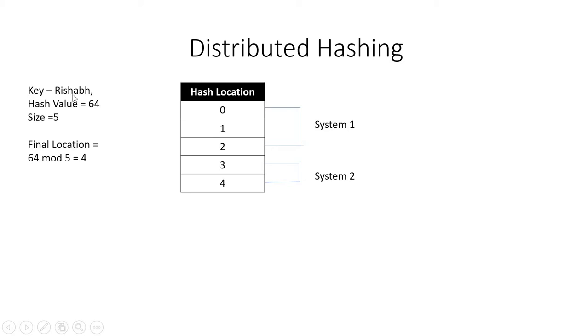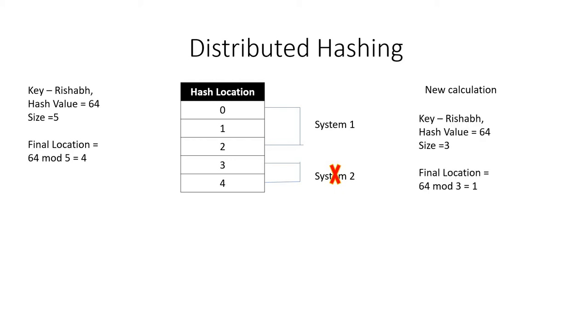So how we calculate is, if the key is Rishabh, the hash value we might get is 64 and the size is 5. So the final location for Rishabh to get stored is 4. We do 64 modulus 5, it will give us 4. So Rishabh gets stored on the fourth location. Now that is present in system 2. Now let's take a scenario that system 2 goes down for any reason. Now when system 2 goes down and we want to retrieve the key Rishabh again.